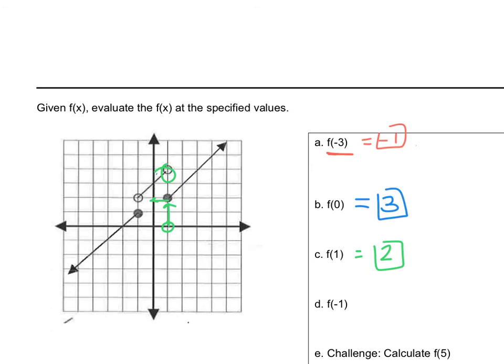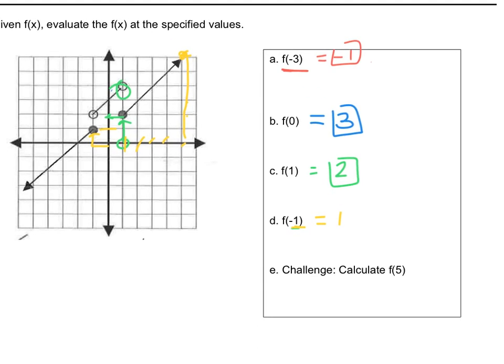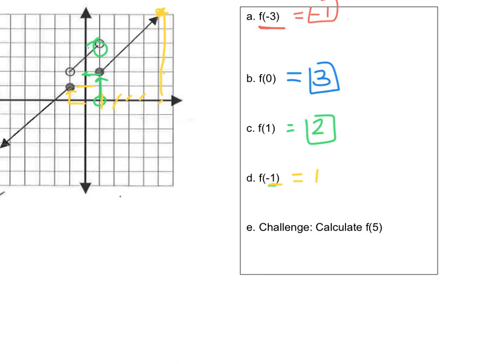Now I want to plug in -1. I'll do yellow this time. I go out to -1 and I go up 1. Now here comes a challenge question. I want to evaluate f of 5. So I go 1, 2, 3, 4, 5, and I go up. That's where I'm going to hit. 1, 2, 3, 4, 5, 6. And that's your final answer.